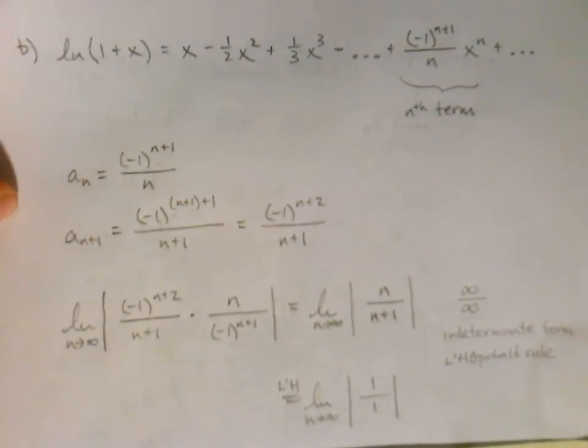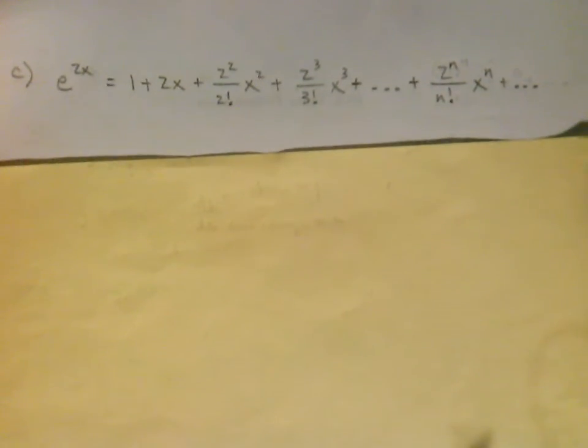Okay. Hey, we've got one last example. We did a rational function. We did a natural log. It's time for e. How about e raised to the 2x? And again, really nice. They just tell us what the Taylor series is.